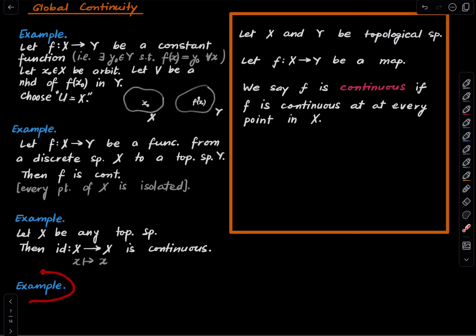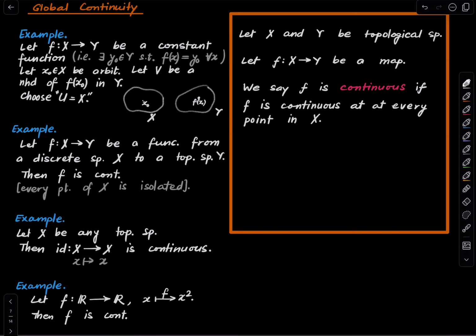Okay, another example of global continuity. Let f be a function from R to R, defined this way. When we don't say anything and we use reals, we are assuming that this is equipped with the standard topology. All right, so f is a function from R to R where R is equipped with the standard topology, and this is how f is defined. Then f is continuous.